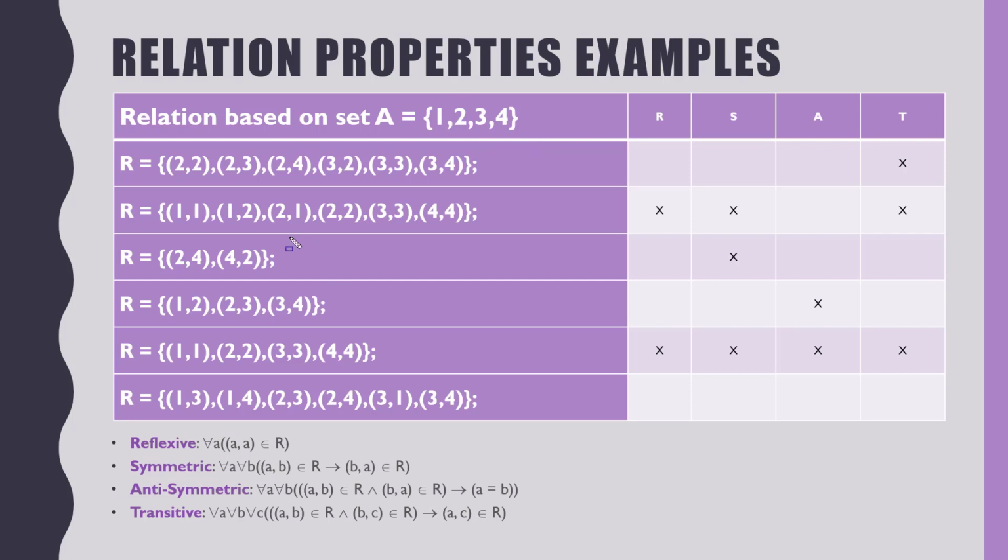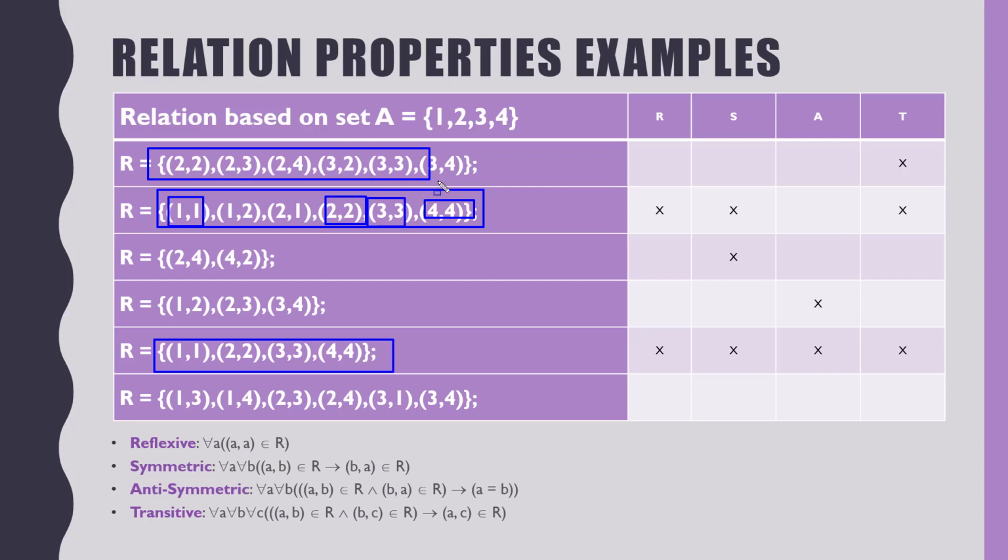So if we look here, this one clearly has, for that 1, there's a 1, 1, there is a 2, 2, there's a 3, 3, and there's a 4, 4. So it's clearly reflexive. This one as well, in fact, the only thing in the relation is the 1, 1, 2, 2, 3, 3, 4, 4. So that makes both of those reflexive.